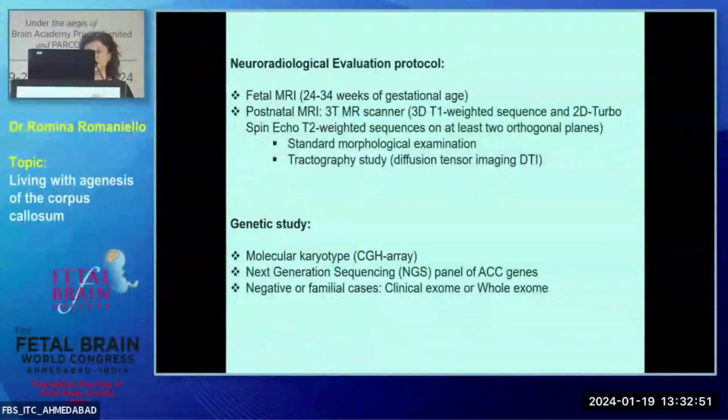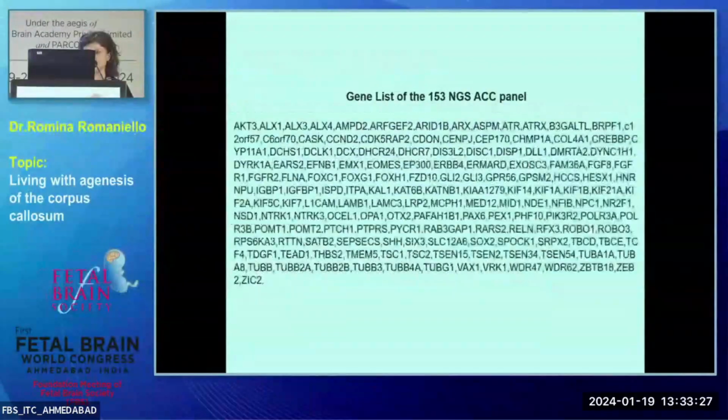CBCL. The neuroradiological evaluation protocol consists of fetal MRI performed from 24 to 34 weeks of gestational age and postnatal MRI by 3 Tesla MR scanner with acquisition of standard morphological examination and tractography study, diffusion tensor imaging, DTI. A genetic study was also performed: molecular karyotype, CGH array, next generation sequencing by panel of ACC genes and, in negative or familial cases, clinical exome or whole exome. This is the gene list of the 153-gene NGS ACC panel that was performed.